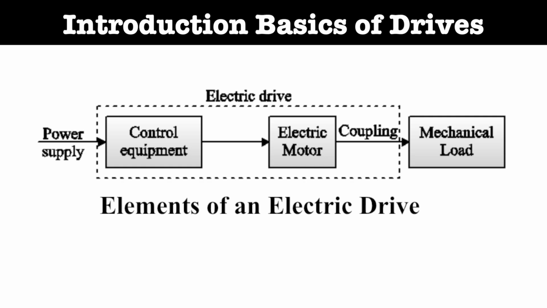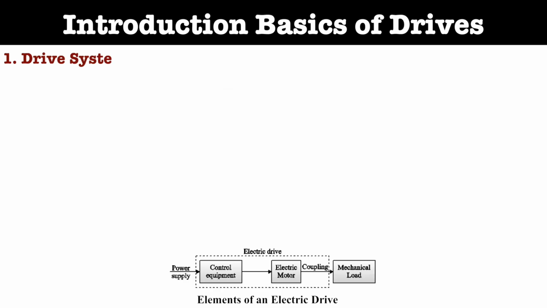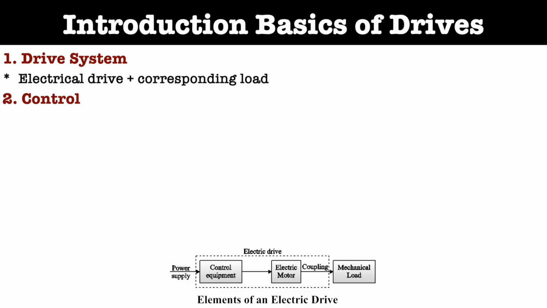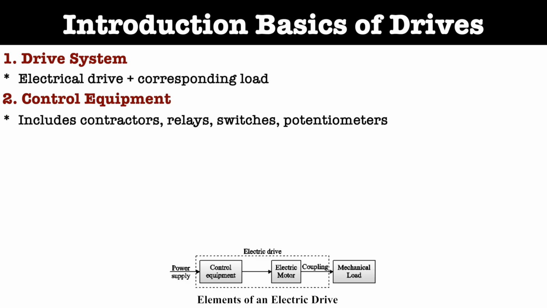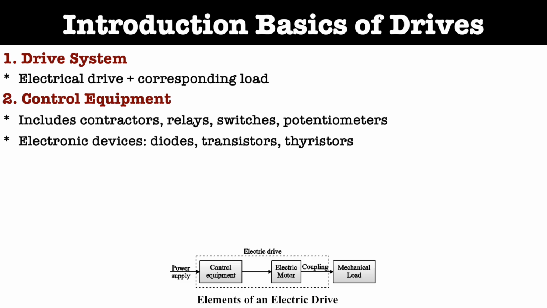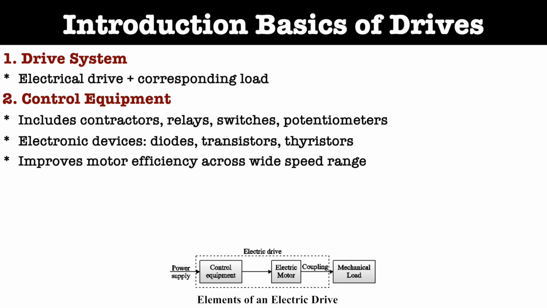The entire unit consists of an electric motor, the energy transmitting shaft, and the control equipment, which is known as the electrical drive. The drive system can be defined as the combination of an electrical drive and the corresponding load. Basically, the control equipment consists of various contactors, relays, switches, potentiometers, and a number of electronic devices like diodes, transistors, and thyristors. By using control equipment, the efficiency of the electric motor over a wide range of speed can be improved.